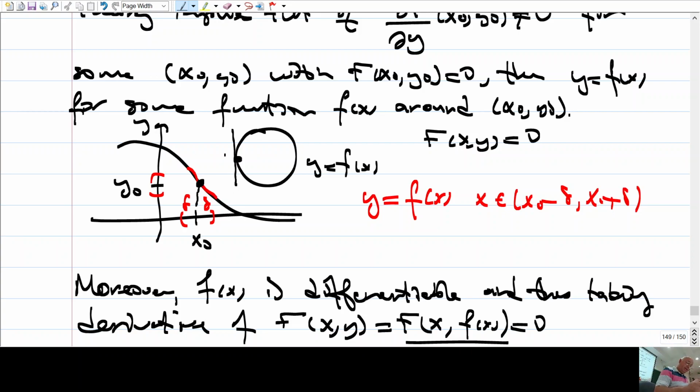Indeed, you see, in this case, y is not a function of x. Why is that? Because if this is x0, in any neighborhood like this, this is not a function of x, because for any x value here, there are two y values. So it is not a single valued function.